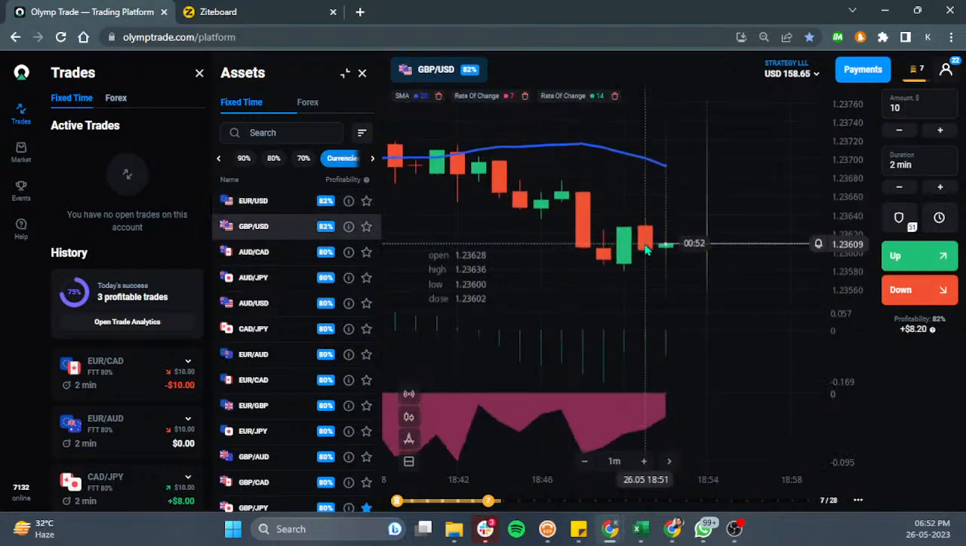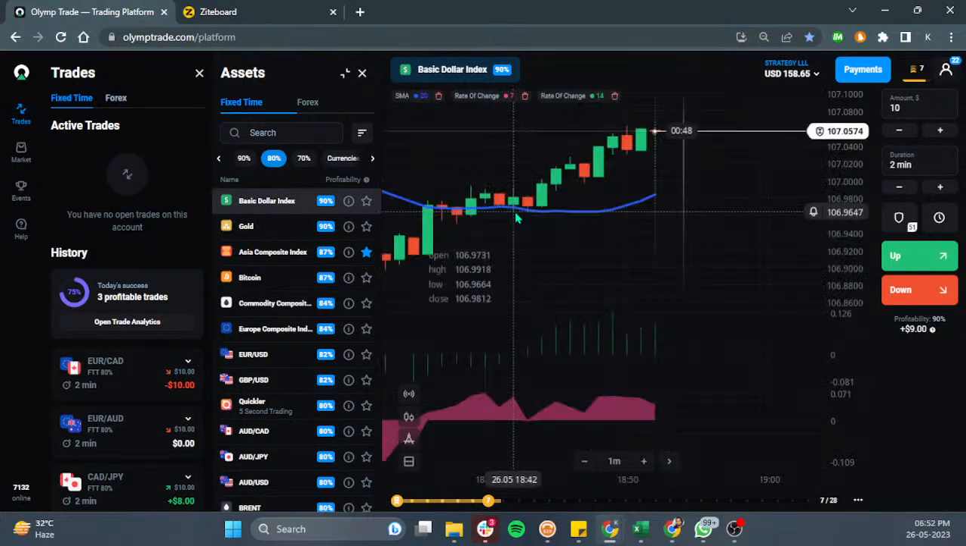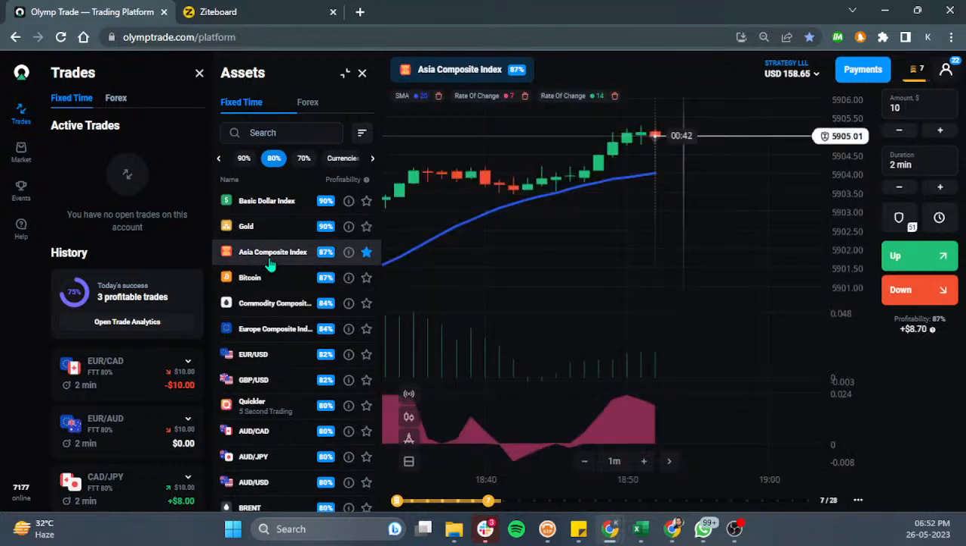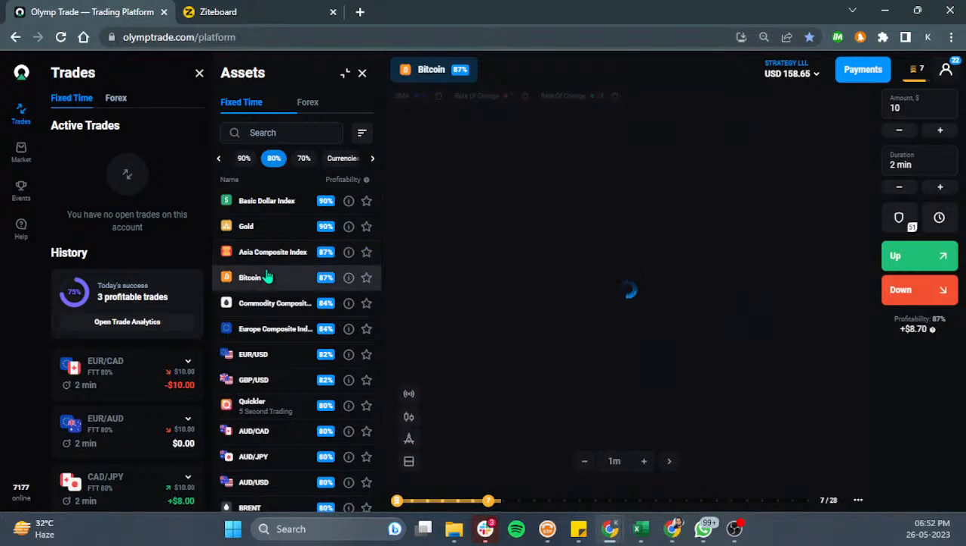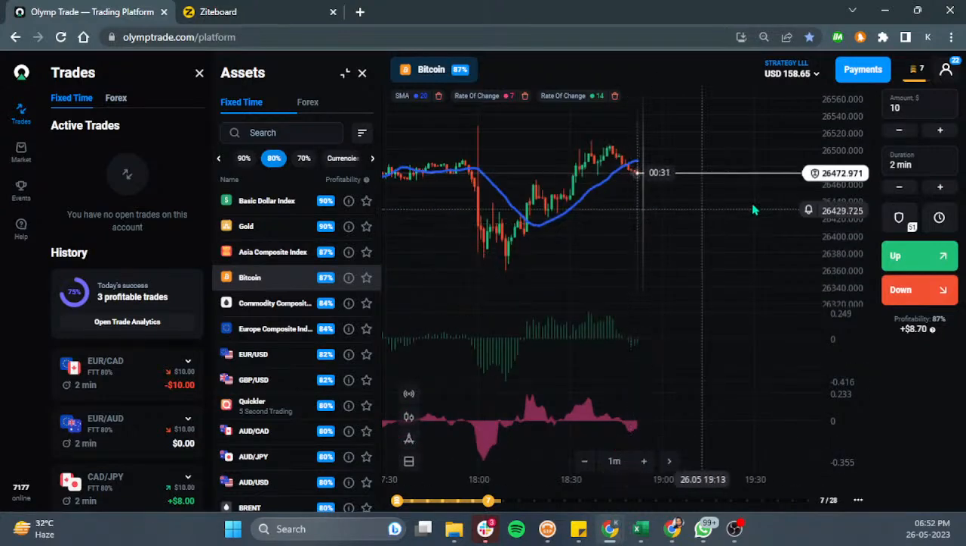Let's look at some other assets to find a good signal to start a trade on. From BDIX, not a chance at the moment. Same situation here. No chance of trading on Asia Composite Index as well. Here there is a possibility to open a trade. Let me see.